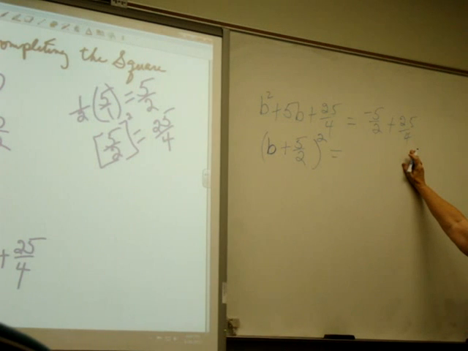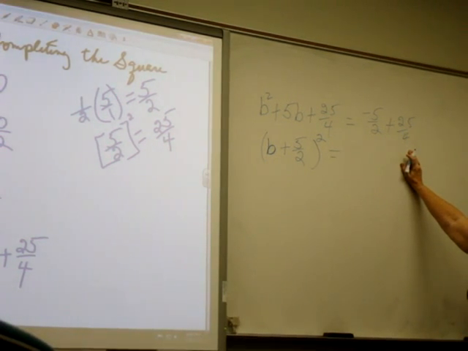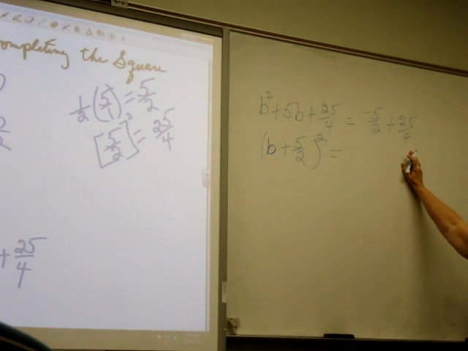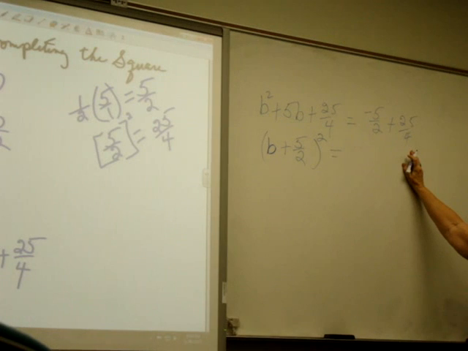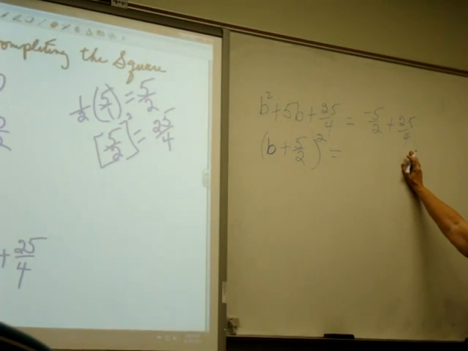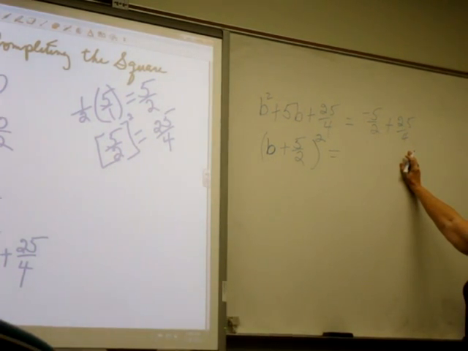What is the answer you're going to get when you combine those two fractions? Whenever in doubt, put it in your calculator. 3 and 3/4. As a whole fraction. As a fraction. 15 fourths. That's what? 15 fourths.